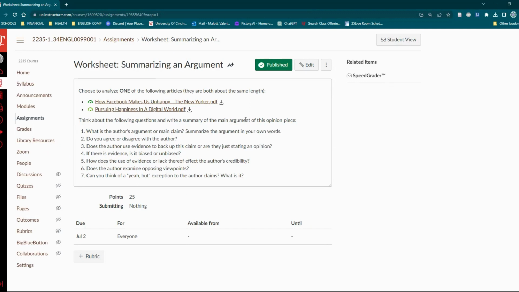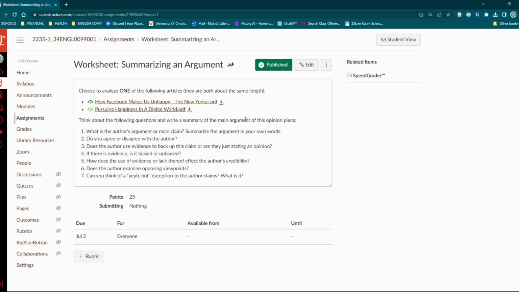I want you to try to summarize the argument in your own words. It doesn't have to be long, but at least get the general idea out there of what the person is trying to argue in their article. Do you agree or disagree with the author or their position? Does the author use evidence to back up their claim, or are they just stating an opinion?